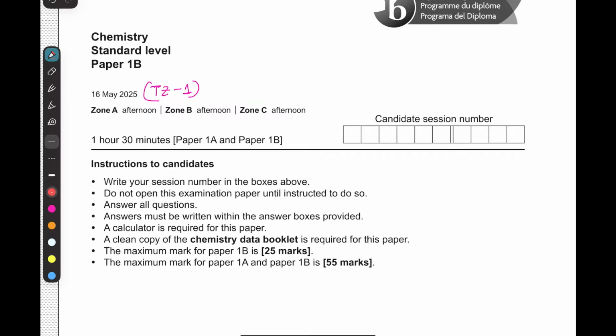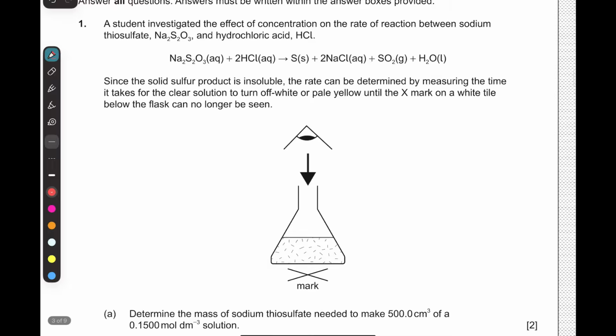Hello everyone. So today we'll be solving Paper 1B SL of Time Zone 1 of the May 2025 exams. So let's get started with the first question. A student is investigating the effect of concentration on the rate of reaction between sodium thiosulfate and hydrochloric acid. They have given you the reaction here.